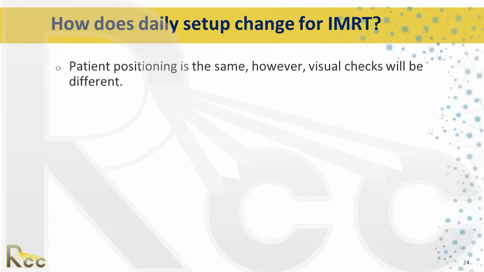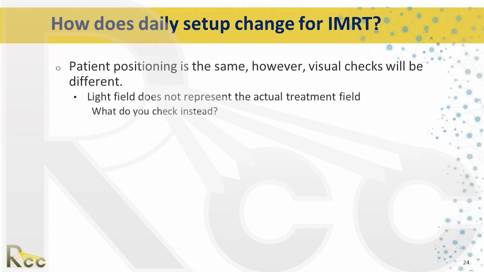Okay, and for daily setup, how it changes for IMRT. So the patient positioning is the same. However, your visual checks are going to be a little bit different. For example, you're not going to have a light field that you're going to draw and check every day. So what do you check instead? You're going to make sure that the lasers are actually on the correct treatment part of the body.